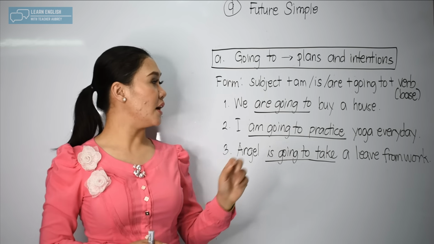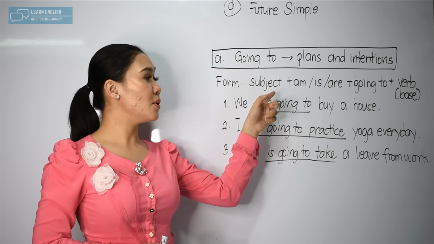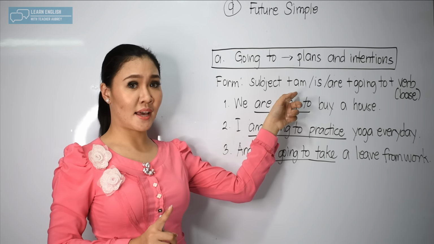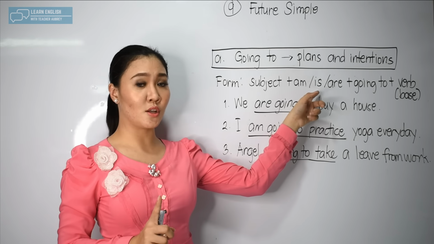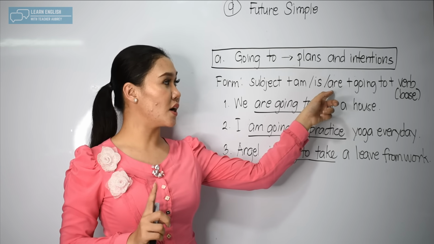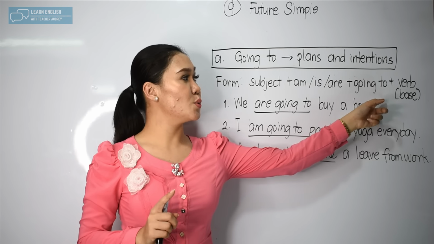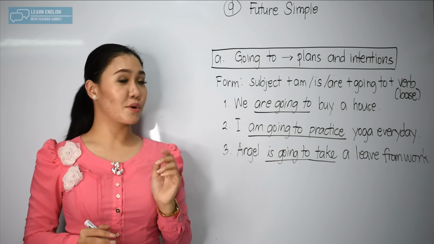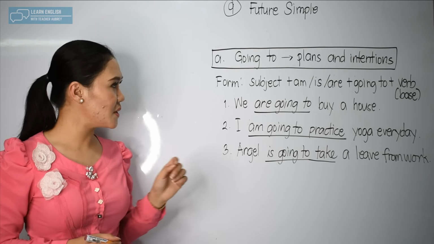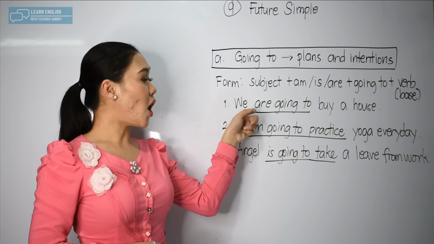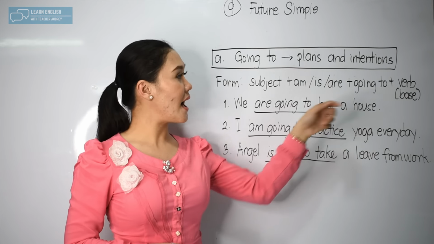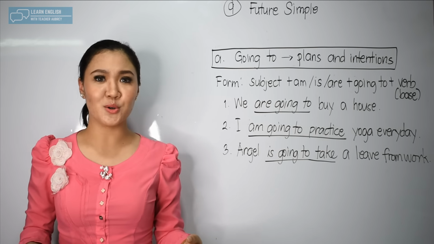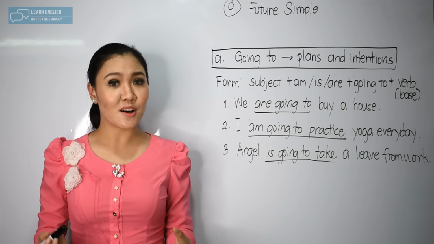Ito po yung formula. We have the subject plus am if the subject is I, is if the subject is singular, or are if the subject is plural, plus going to, plus the base form of the verb. So that is our formula. These are the examples. We have, we are going to buy a house. That is a plan, plano. We are going to buy a house.